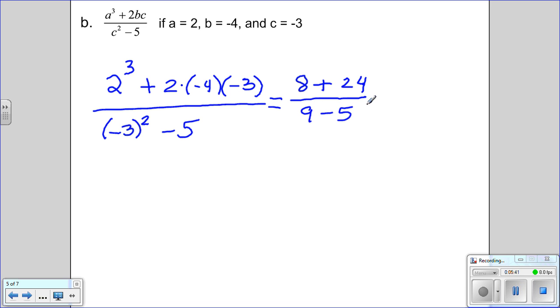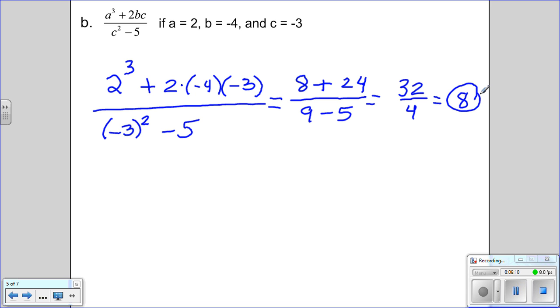Okay, now, on top and bottom of our fraction here, we have addition and subtraction. Let's simplify this fraction. So 8 plus 24 gives me 32, divided by, a fraction bar just means divided by, 9 minus 5, that's 4. And now my last step is going to be to divide. 32 divided by 4 gives me 8. Okay?